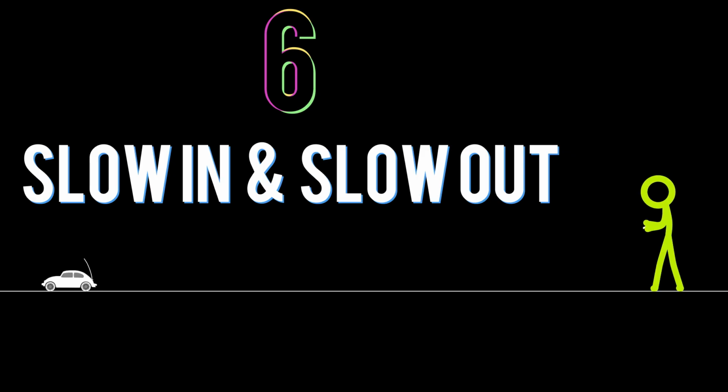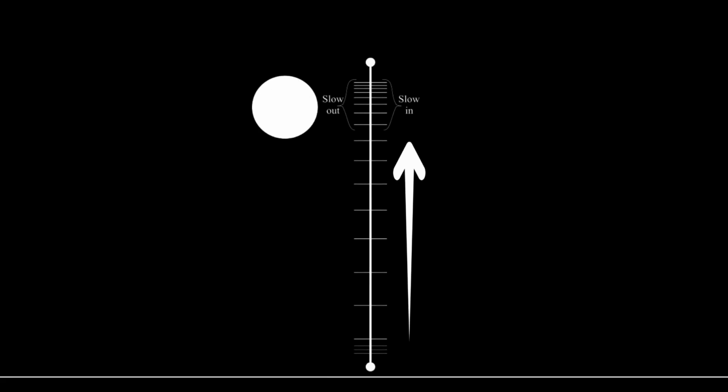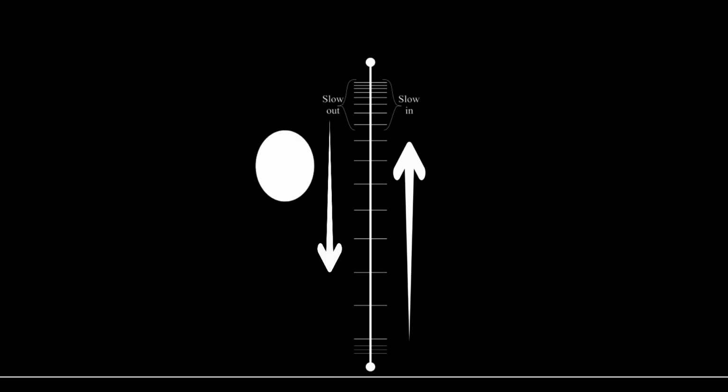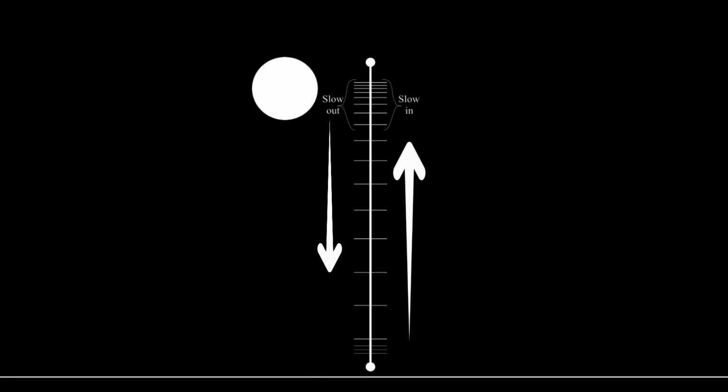This principle is all about making movement feel more natural by adjusting the speed at the beginning and end of an action. Let's look at this ball. When it's thrown into the air, notice how it starts fast, but as it gets closer to the highest point, it slows down. That's what we call slow in. Then as it starts falling, it speeds up again, moving faster. That's slow out.